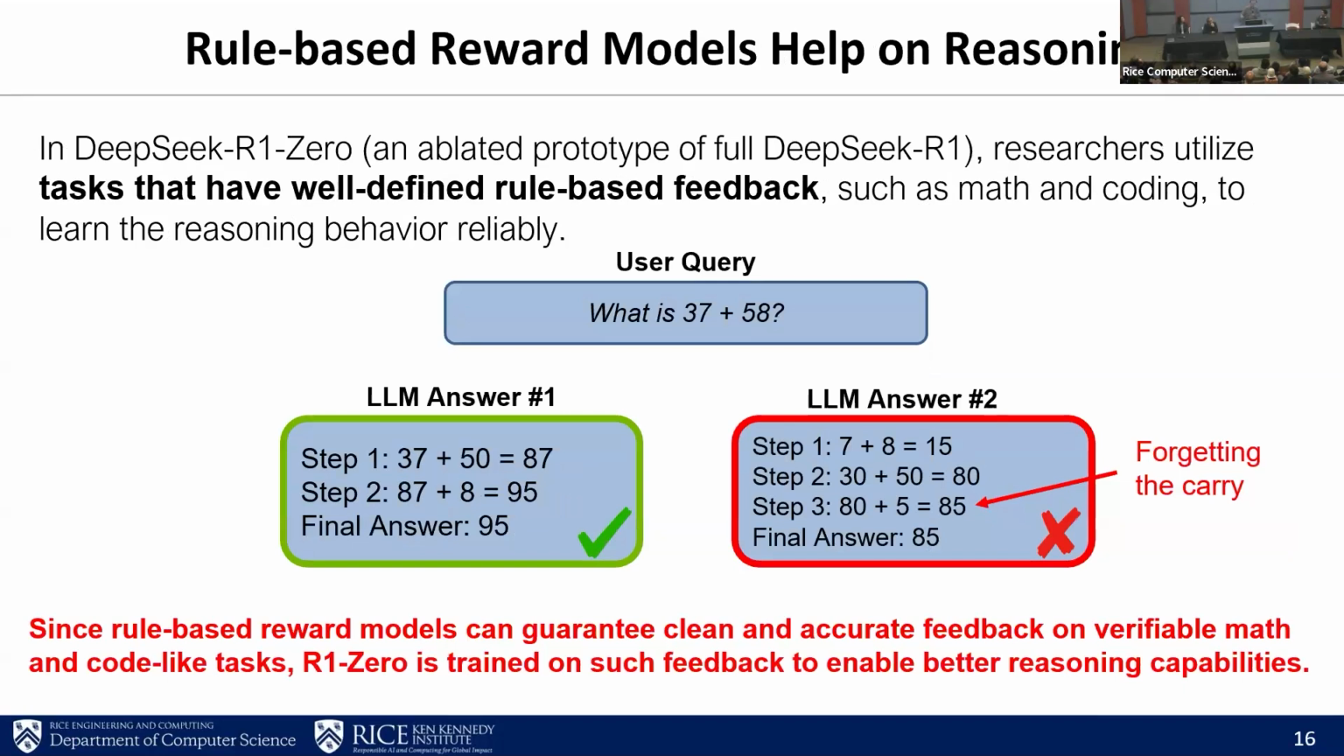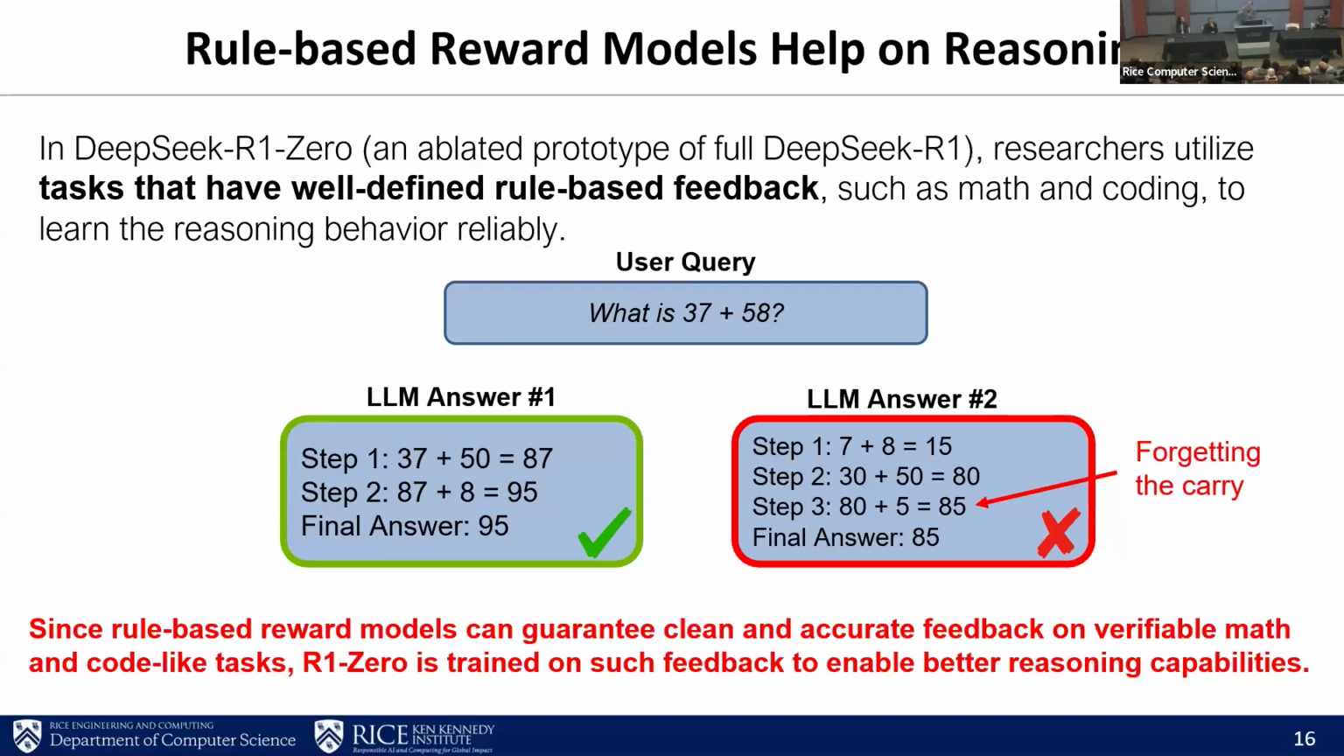Instead of doing this, another way is called a rule-based reward model. What we're gonna do is, instead of these kinds of complicated, very subjective tasks, how about we utilize some very clear logical questions, like what we can see in the example. What is 37 plus 58? This is a very simple mathematical question.